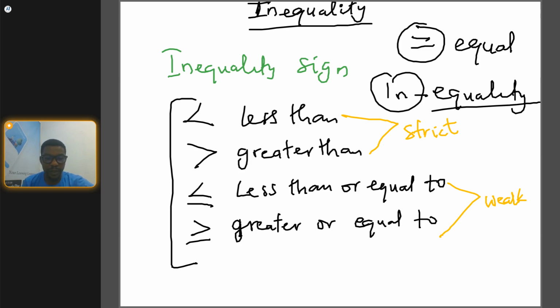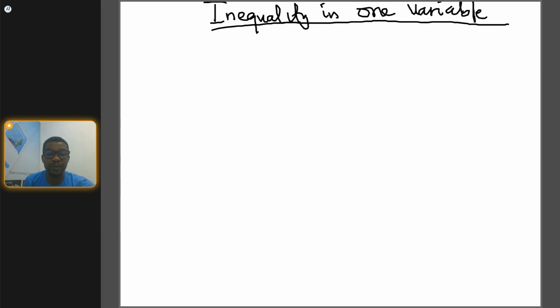Permit me to wipe the board. We are moving on to the next item, which is inequality in one variable. Inequality in one variable has to do with inequality expressions that deal with only one variable. In our previous classes, I said that a variable is an alphabet in mathematics, like a, x, y, z. They are all variables. But for this topic, we are going to focus more on the letter x.